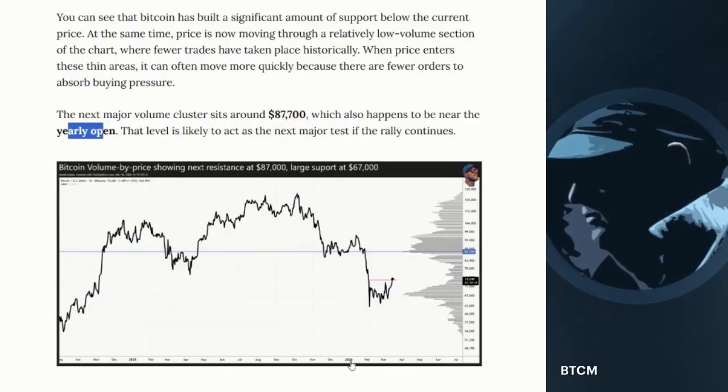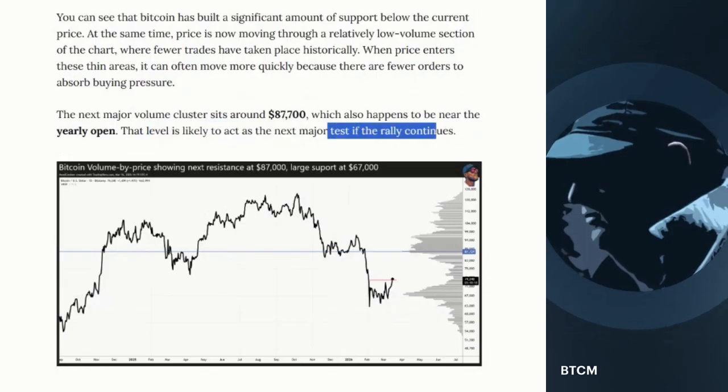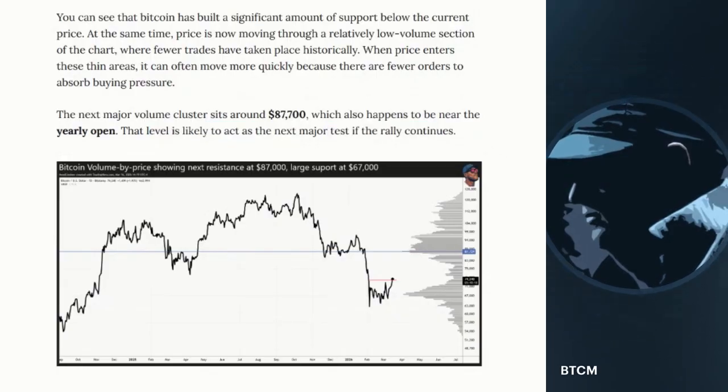So if we go, see here's 2026, if we go up right where this blue line and the price line connect is right about the yearly open. I think it was like 87.5 or something like that. So that happens to be this control zone for the volume by price as well. That level is likely to act as the next major test if the rally continues.